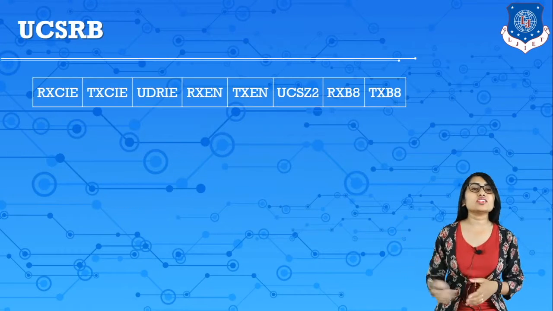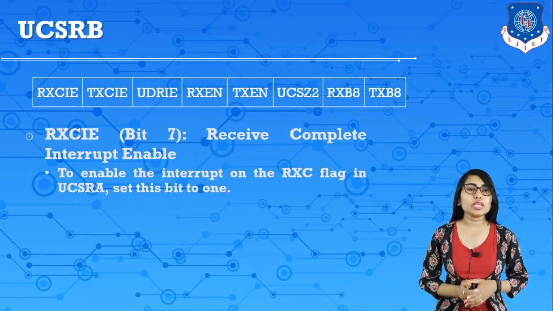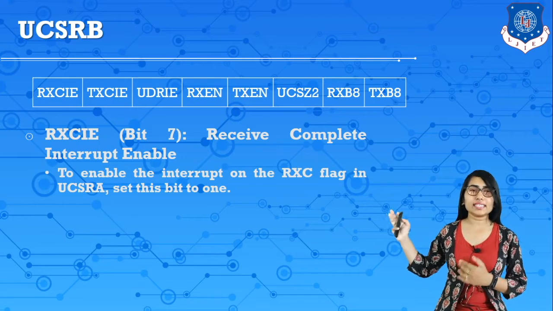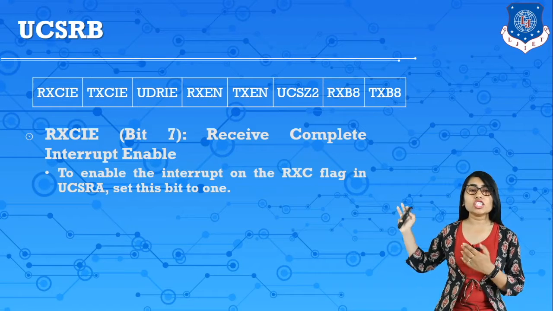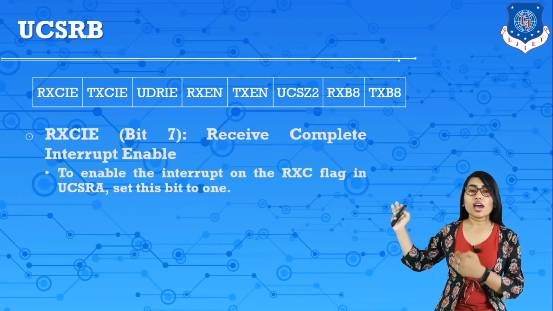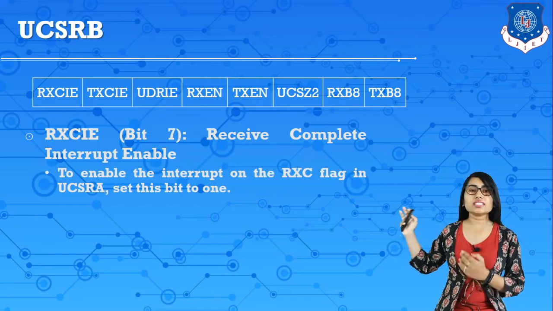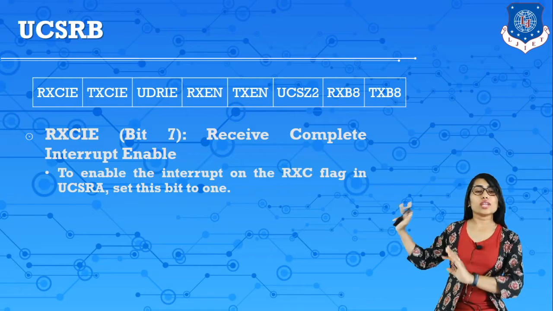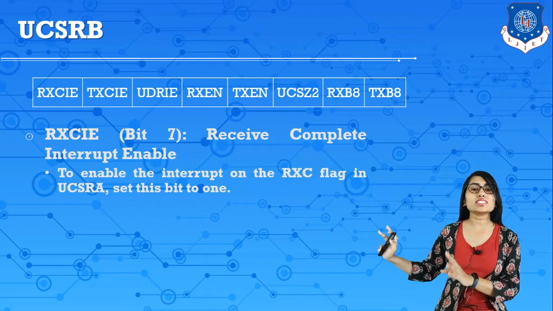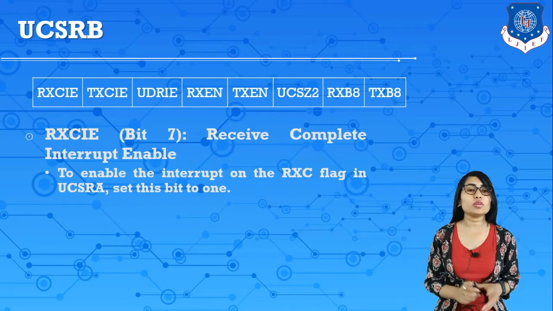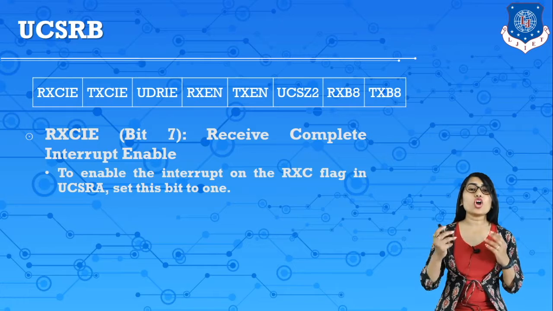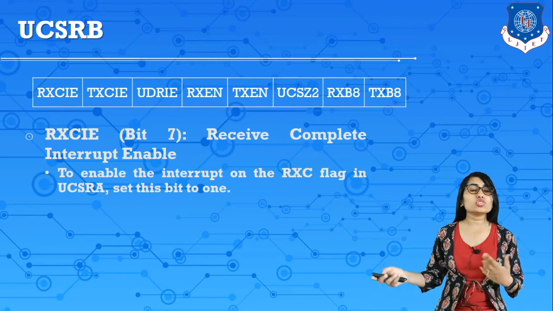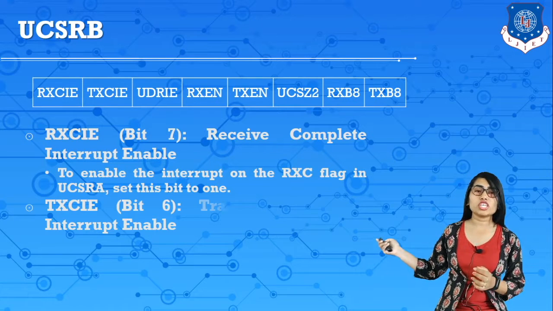Now next is the UCSRB register. So RXCIE, TXCIE, UDRIE, RXEN and TXEN, and then UCSZ2, RXB8, TXB8. So let's discuss all the bits one by one. First is RXCIE, receive complete interrupt enable. To enable the interrupts on the RXC flag in the UCSRA, set this bit to 1.